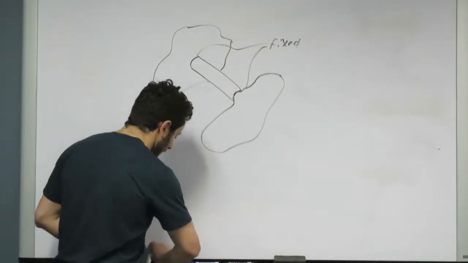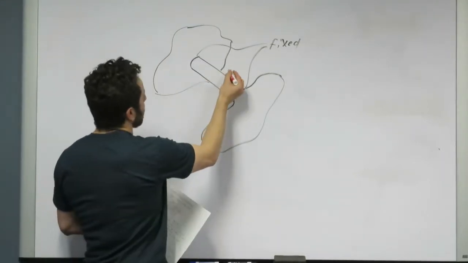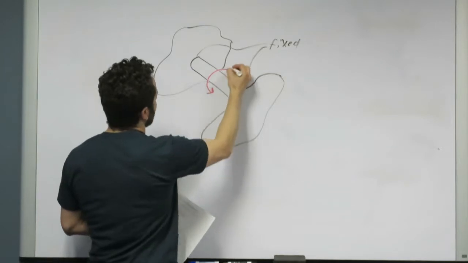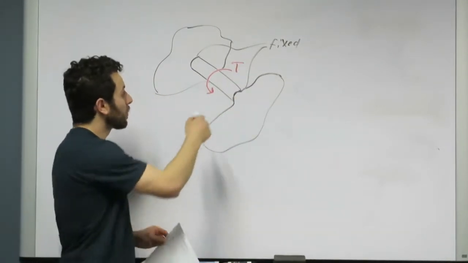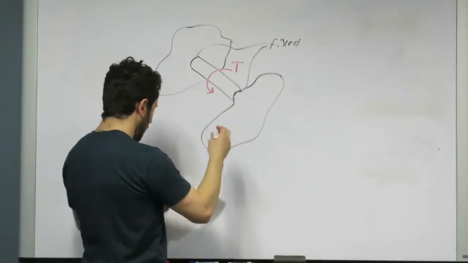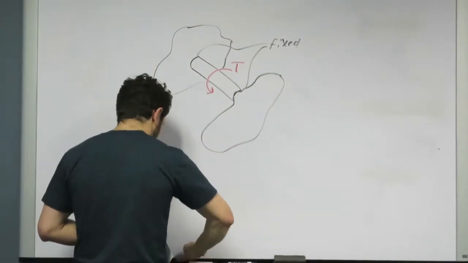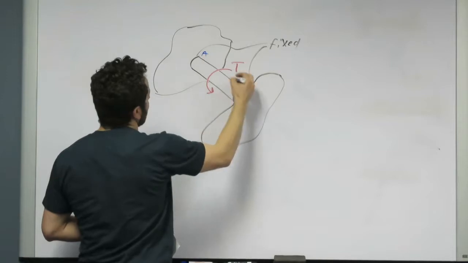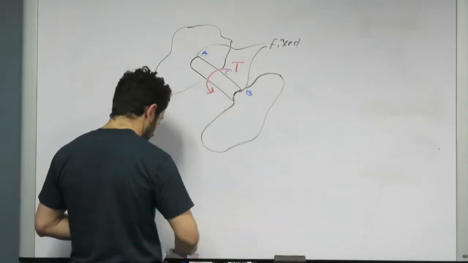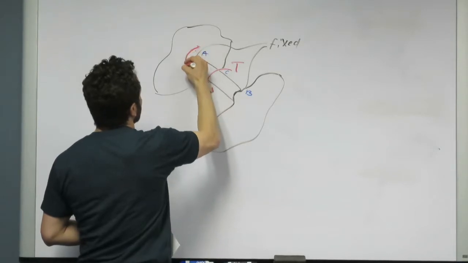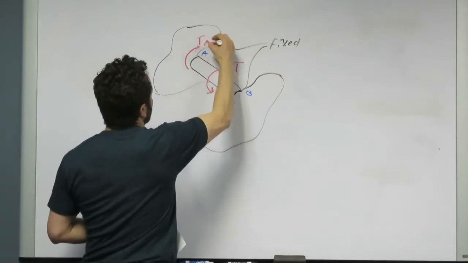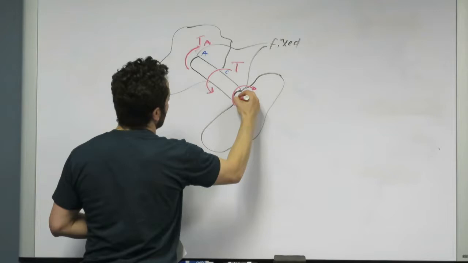So now, say that you apply a load T there. That applied load is now going to cause two reactions on the ends. And if we say we have points A, B, and C, we're going to have in the opposite direction TA and TB.